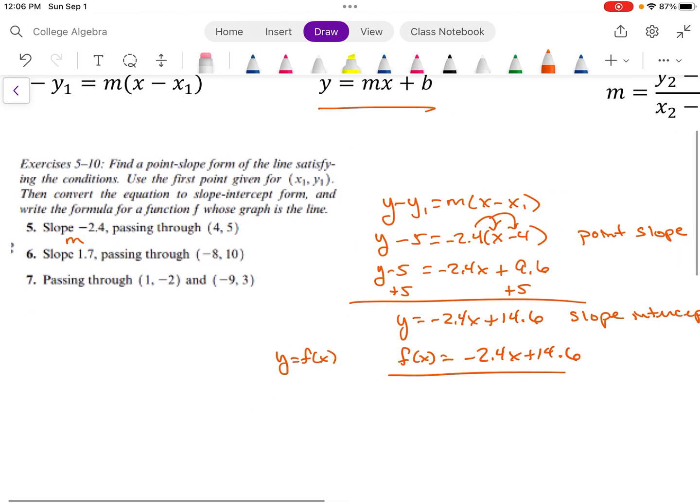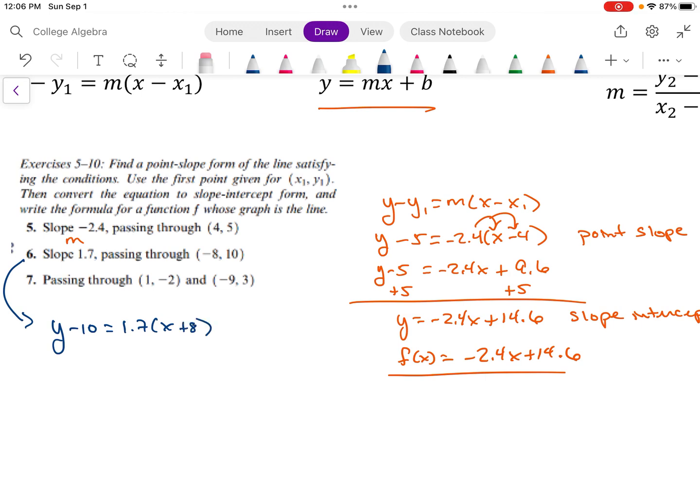Let's go ahead and tackle the second one. They tell me what my slope is, and they tell me the point. We'll change up colors here just to make sure things don't merge together. With that in mind, for number 6, y minus 10 equals 1.7 times x minus 8, which is technically a plus 8. So there's my point slope.